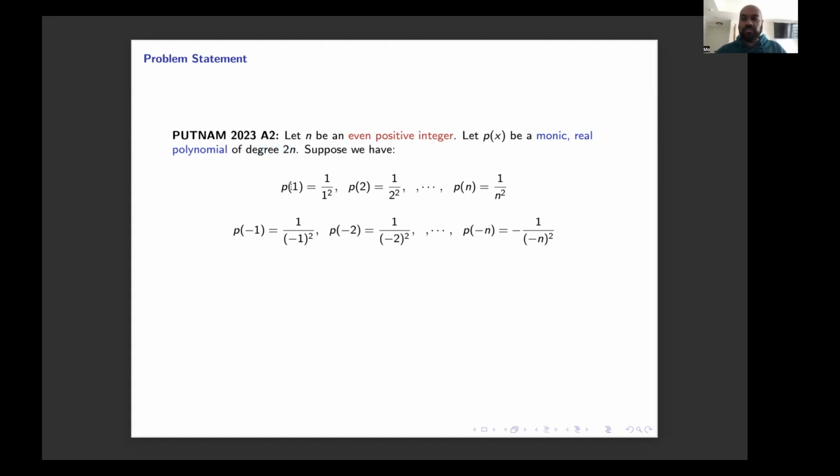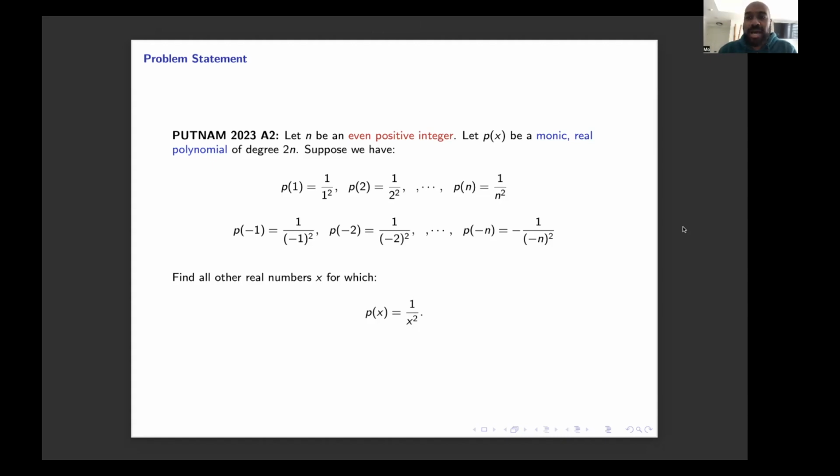We know the values of p at positive integers from 1 to n, and negative integers from -1 to -n. And in fact, p of k is 1 over k squared for all of these values. So we see that here, p of 1 is 1 over 1 squared, p of 2 is 1 over 2 squared, etc. And then p of negative k, for k between 1 and n, is also 1 over k squared. And this here should be a positive. The question asks, for what other real numbers x is p of x equal to 1 over x squared?